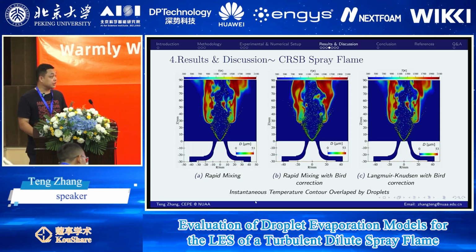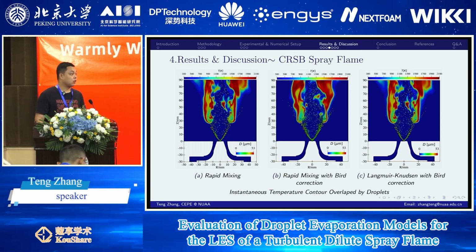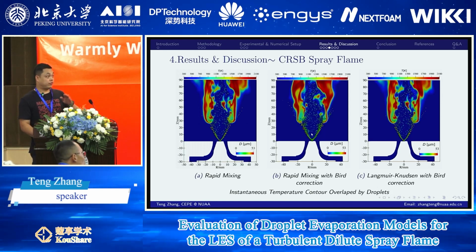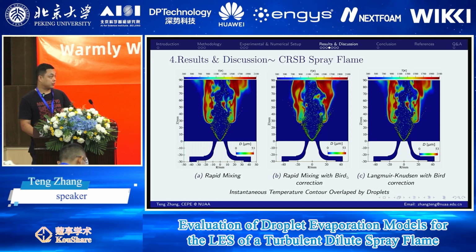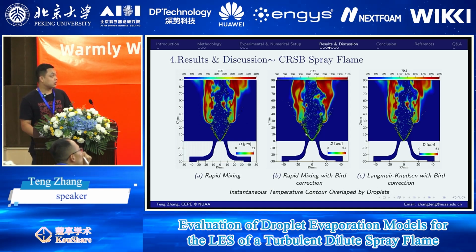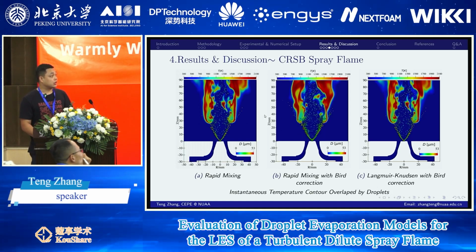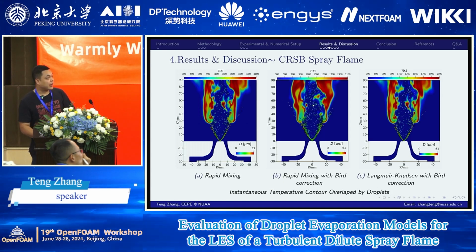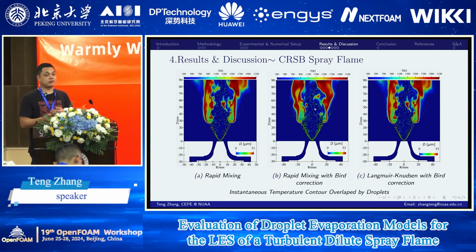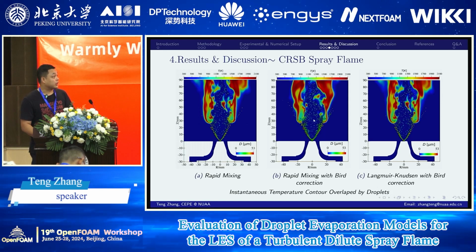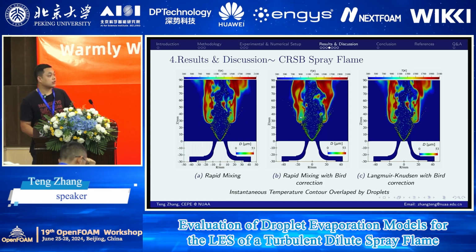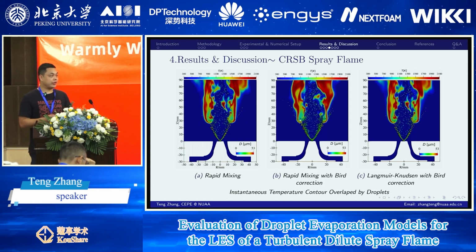And these are the instantaneous temperature contours overlapped by the droplets. So we can see the flame is lifted off from the spray injector, and these small droplets survive because of the low temperature. But in the flame region and the hot region, the droplets evaporate very fast.